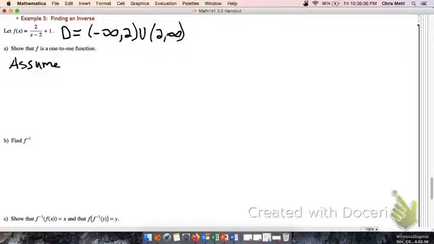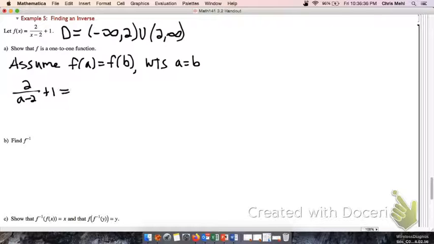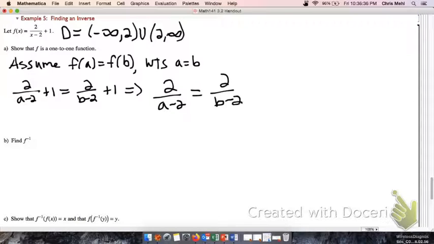You assume that f of a equals f of b, and I want to show that a equals b. Now f of a is 2 over a minus 2 plus 1, and that's going to equal f of b, which is 2 over b minus 2 plus 1. If you subtract 1 from both sides, you get 2 over a minus 2 is equal to 2 over b minus 2.